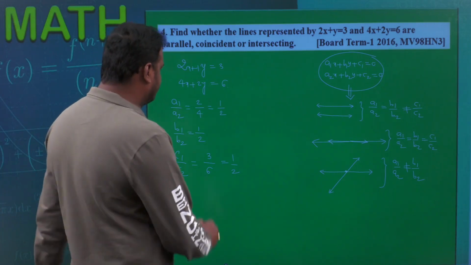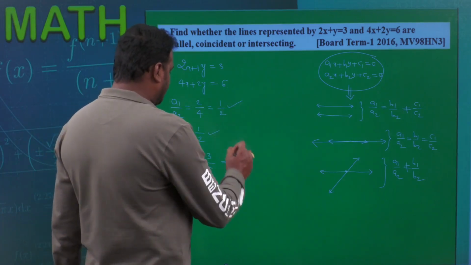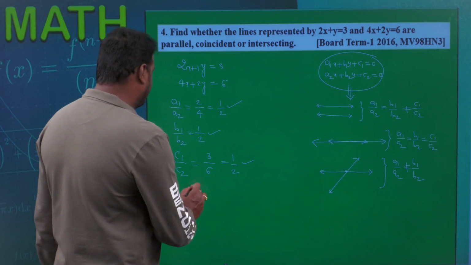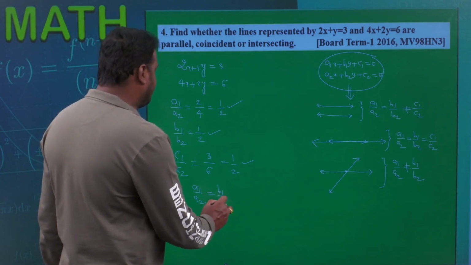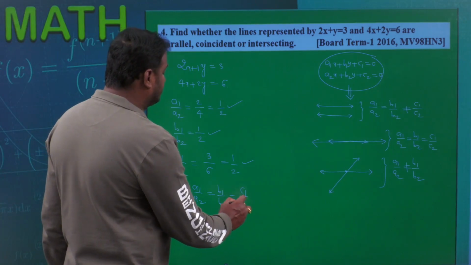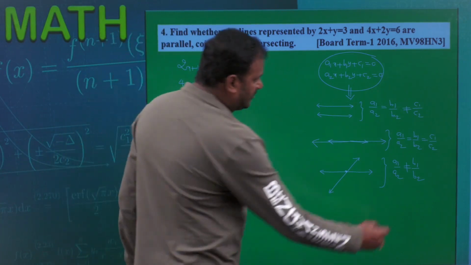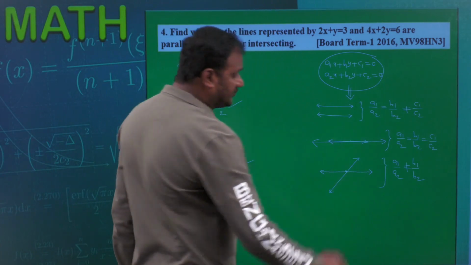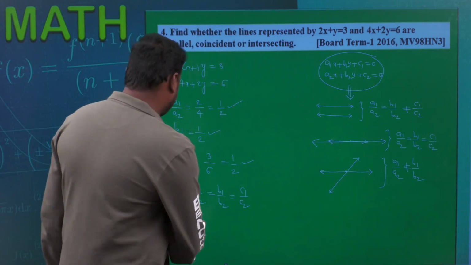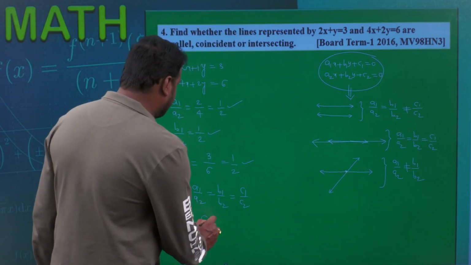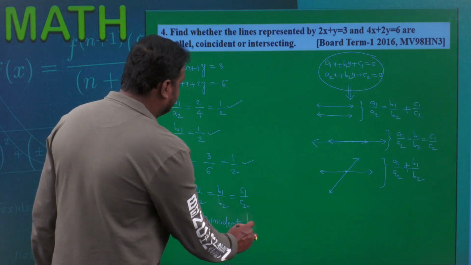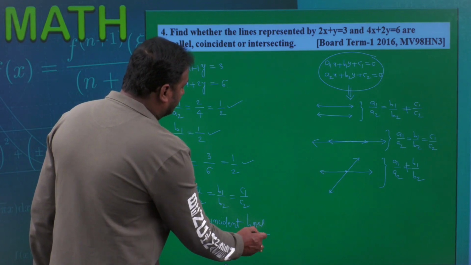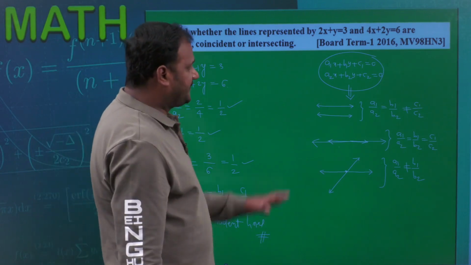So what did you observe here? 1 by 2 is equal to 1 by 2 is equal to 1 by 2. Therefore, A1 by A2 is equal to B1 by B2, which is also equal to C1 by C2. Then what kind of lines are they? They are said to be coincident lines. So therefore, the given two lines are coincident lines. So this way we will have to check.